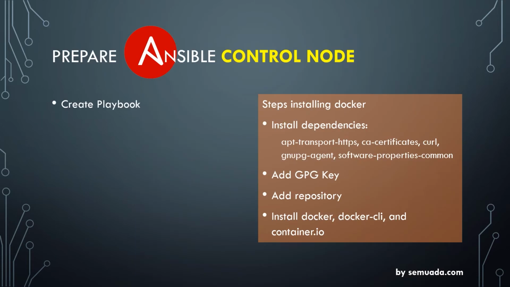Now we need to create the playbook. The playbook contains the instructions or commands to install Docker on the managed servers. If you remember from my previous video, the steps of installing Docker are as follows. You need to install the dependencies first, then add the GPG key, and after that, add the repository. Then you need to install Docker, Docker CLI, and containerd.io.